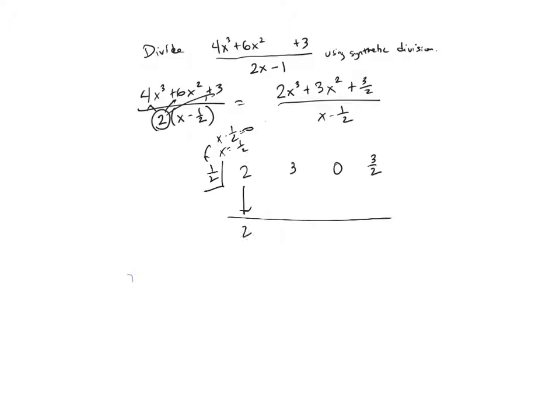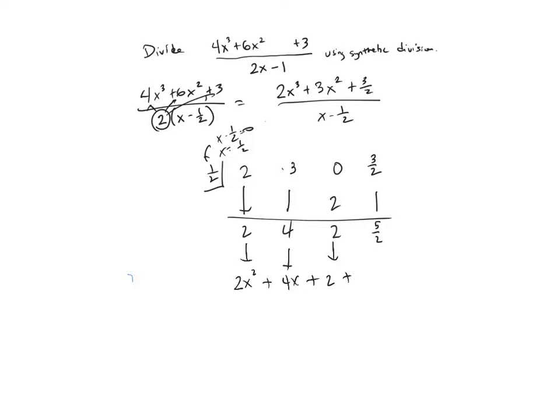Bring down the 2 and begin. So 1/2 times 2 is 1. Add. 3 plus 1 is 4. 1/2 times 4 is 2. Add. 0 plus 2 is 2. 1/2 times 2 is 1. 3/2 plus 1 is 5/2. And then the result is 2x squared plus 4x plus 2 with a remainder of 5/2.